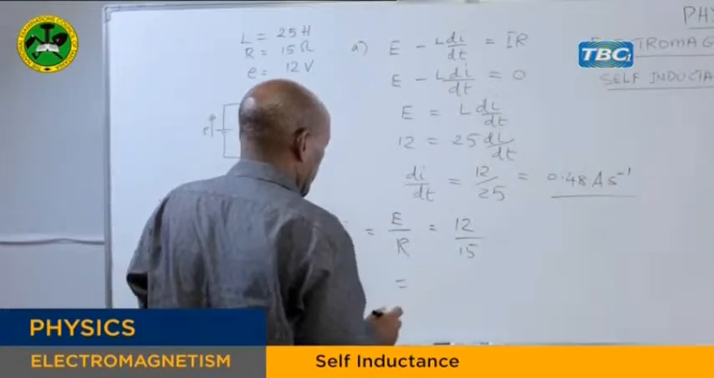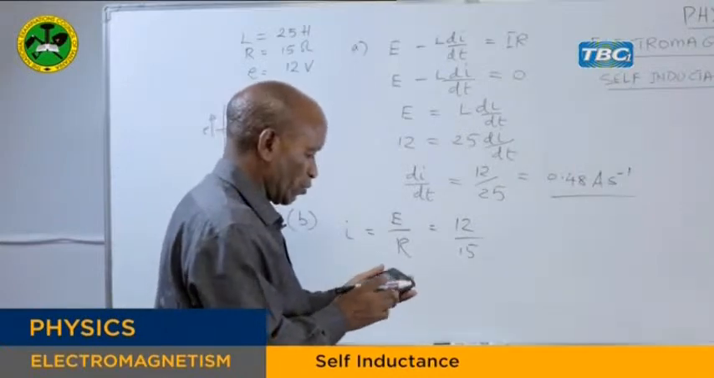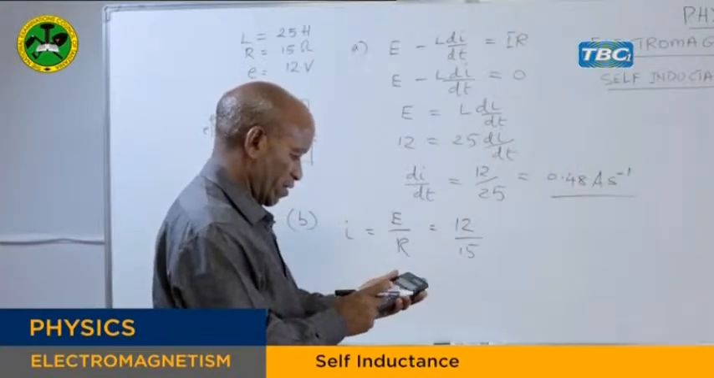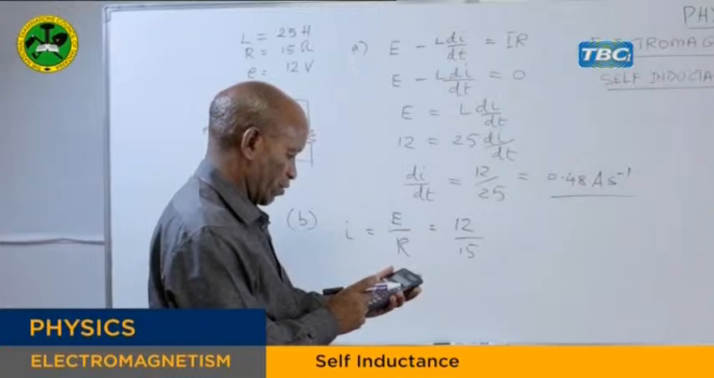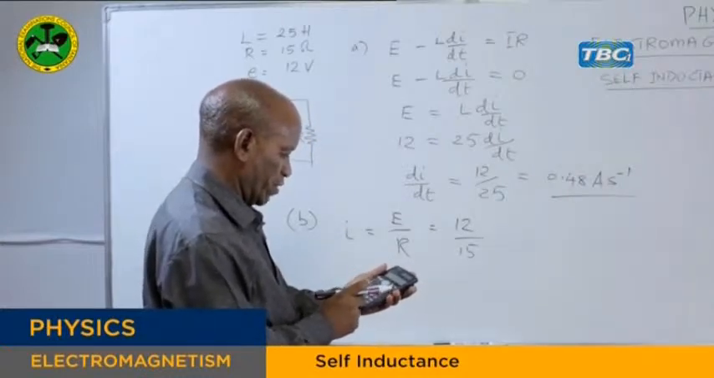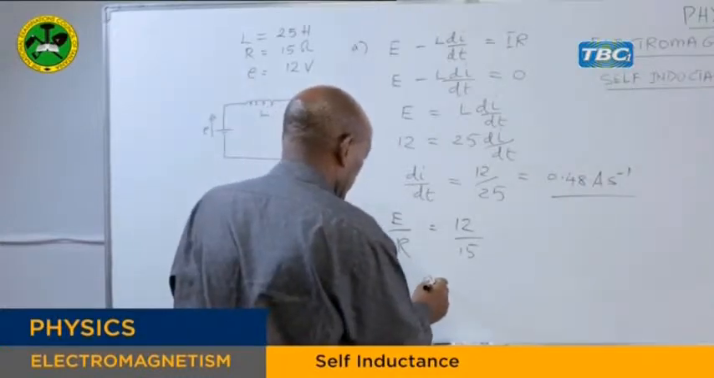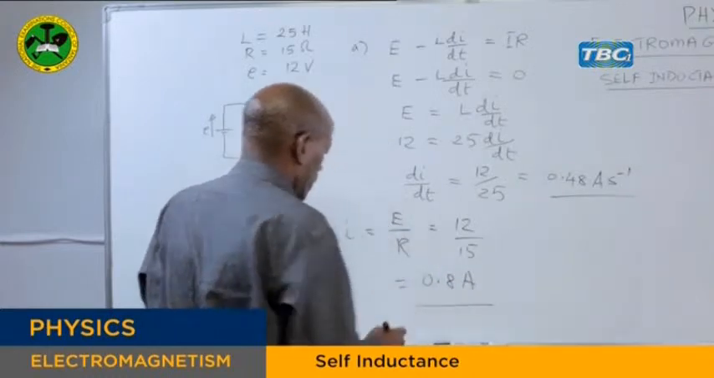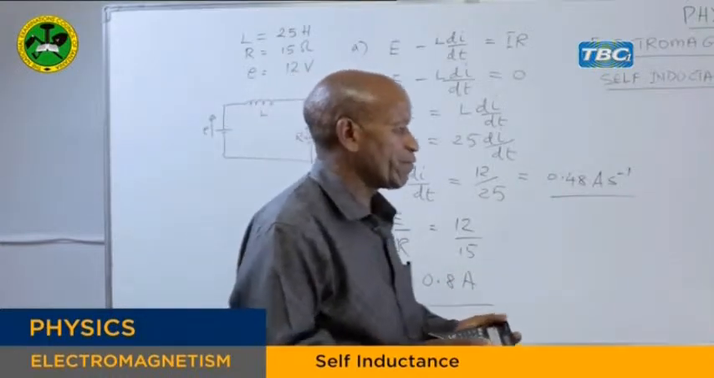So the final current will just be equal to 12 over 15. That is, using a calculator, you take 12 over 15. This will be equal to 0.8. So that is B. That is the final current.